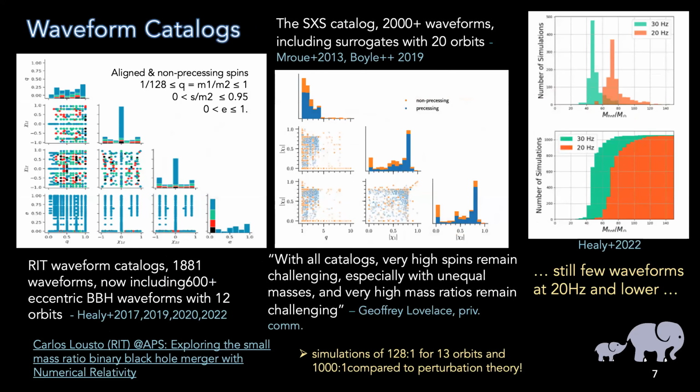We have a lot of catalogs out there. I'm showing here just a few of them. This is the RIT waveform catalog that can include also now eccentric waveforms. The SXS catalogs, I think Geoffrey will be talking a little, I don't know if he's going to talk about catalogs, but he's certainly at the meeting, so you can ask him more details about this. And these really contain a lot of waveforms, but they're still, you see, very challenging to complete, especially in the regions of unequal masses, very high mass ratio, okay?